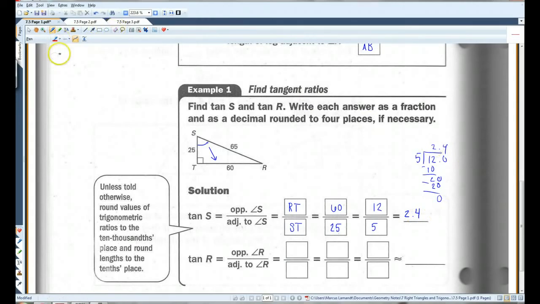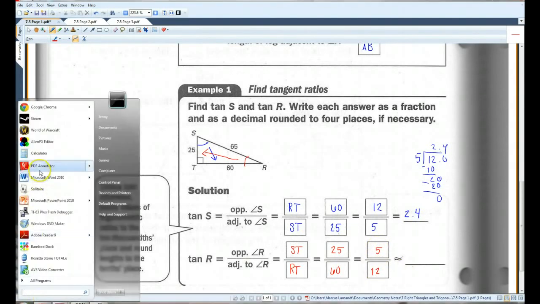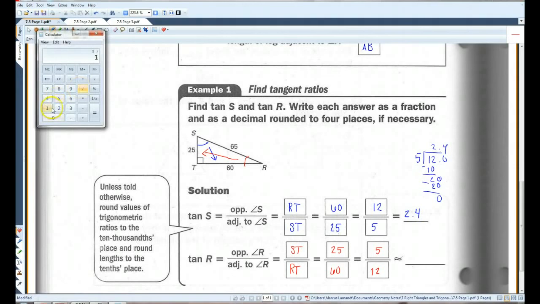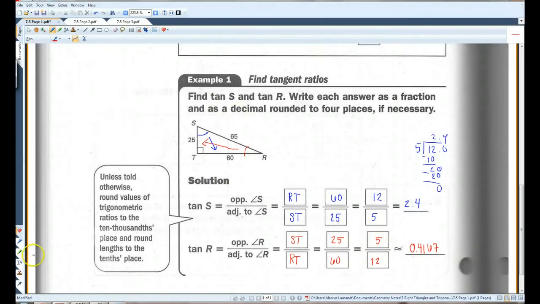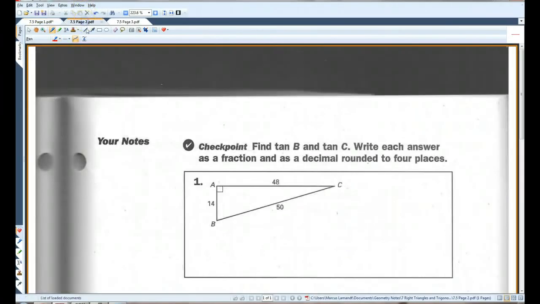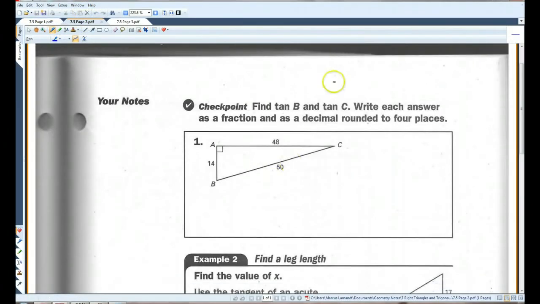Let me change colors. Now, when dealing with angle R, the side opposite angle R is 25. And the side adjacent to angle R is 60. So we've got ST over RT now, 25 over 60, which is 5 over 12. And if we pull out the calculator, five divided by 12, 0.4167-ish. Alright, let's go on to page 2. I'll let you guys do this checkpoint.